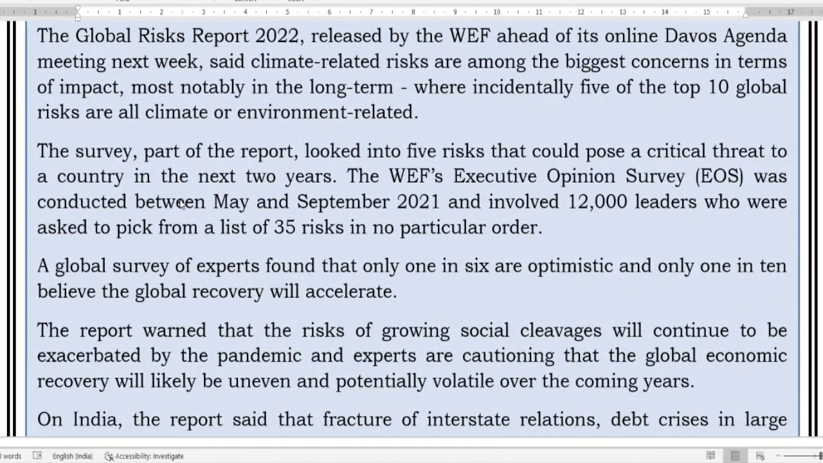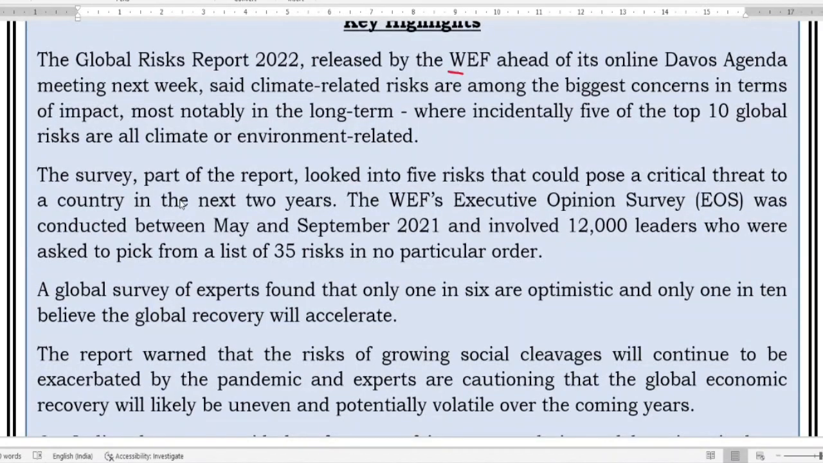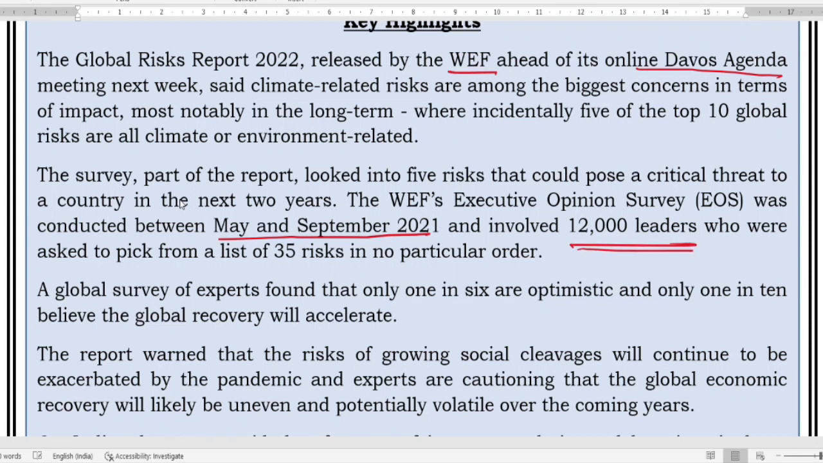So these are the key highlights. This was released by the World Economic Forum ahead of its online Davos Agenda. Now, how is this being done? This is done through a survey. The Executive Opinion Survey was conducted between May and September 2021. It involved 12,000 leaders who were asked to pick from a list of 35 risks in no particular order.